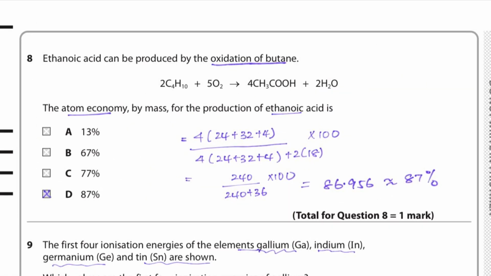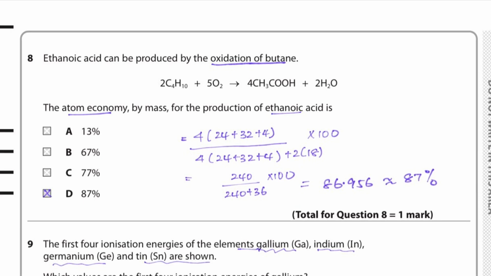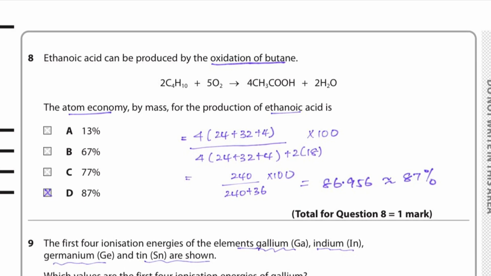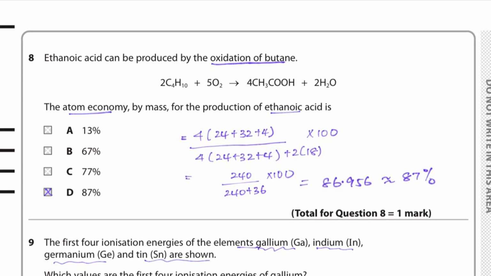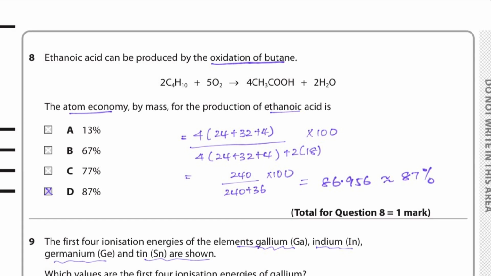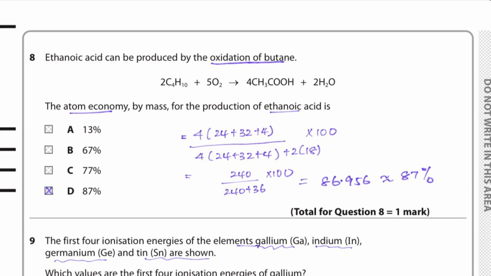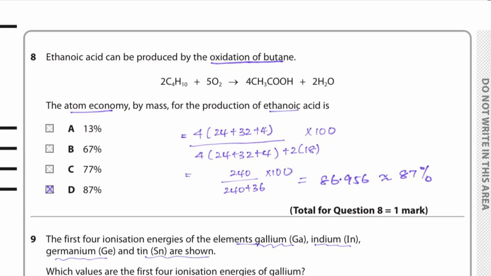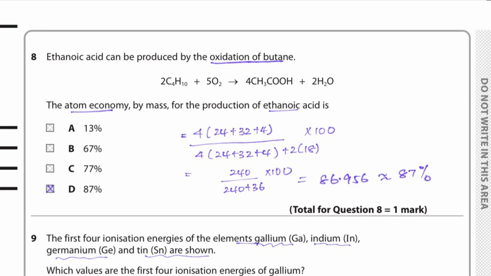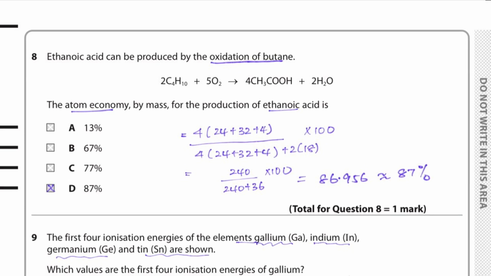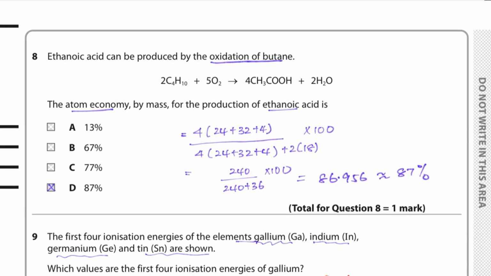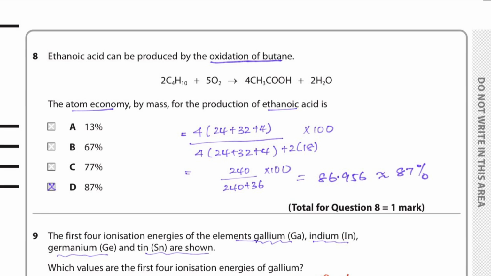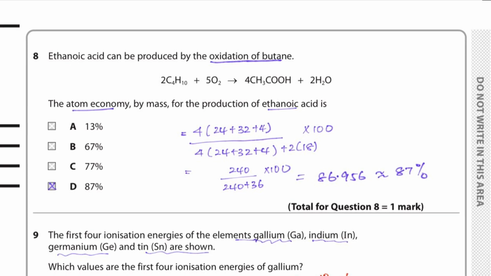Question 8. Ethanoic acid can be produced by the oxidation of butane. As shown here, the atom economy by mass for the production of ethanoic acid is: first, find the mass of the desired product, which is 240, then total mass of products, which is 276. Atom economy is mass of desired product divided by total mass times 100, so 240 divided by 276 times 100.